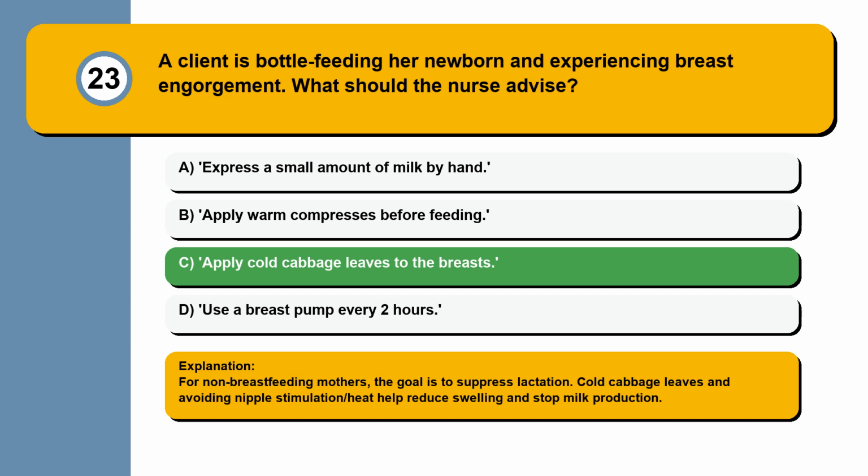For non-breastfeeding mothers, the goal is to suppress lactation. Cold cabbage leaves and avoiding nipple stimulation and heat help reduce swelling and stop milk production.